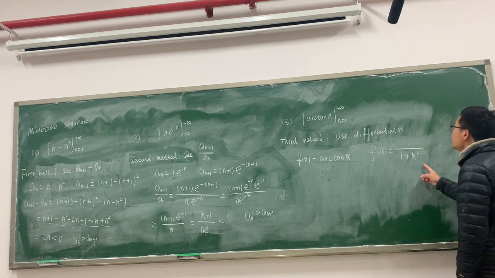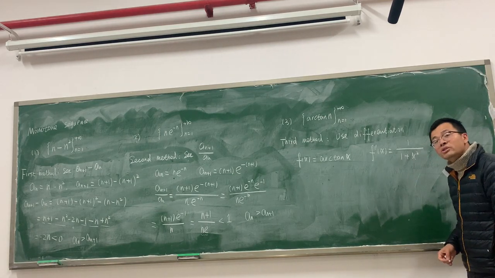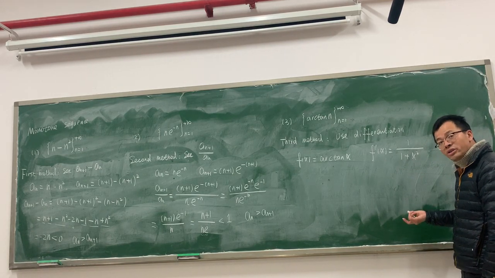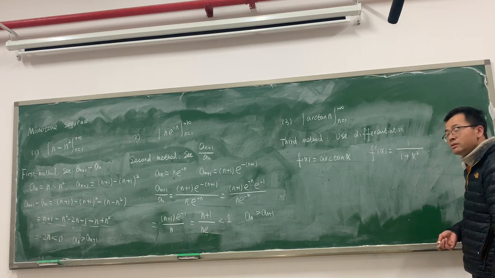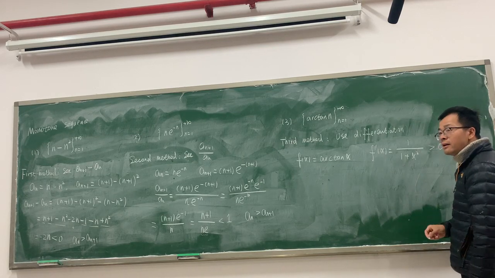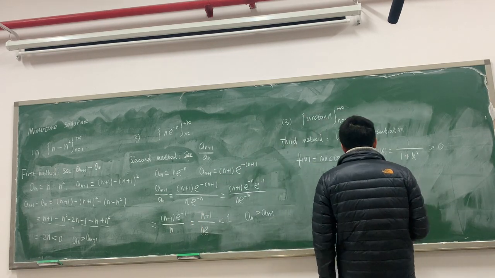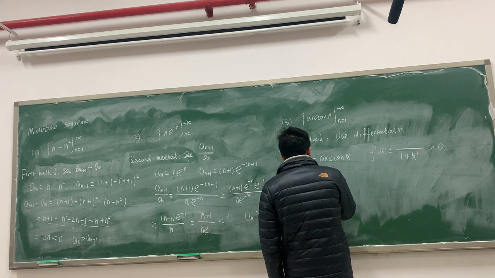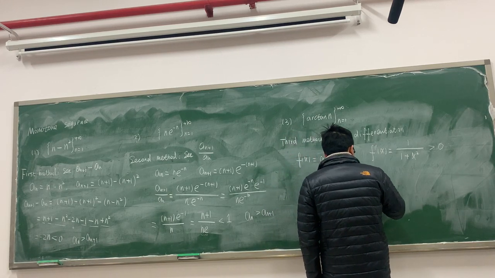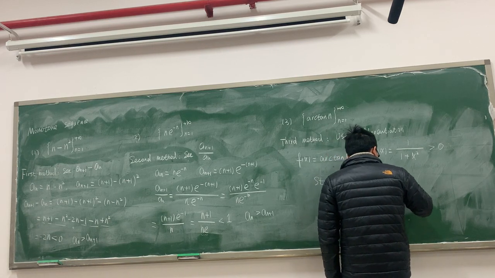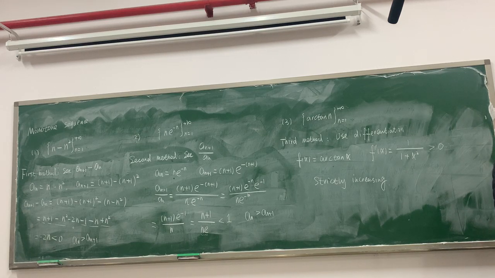So is this greater than 0 or less than 0? x squared is positive, 1 plus positive is positive, 1 over positive is positive. So greater than 0. So here means f is strictly increasing. So this is the third method, okay?